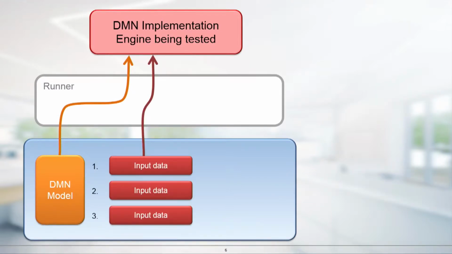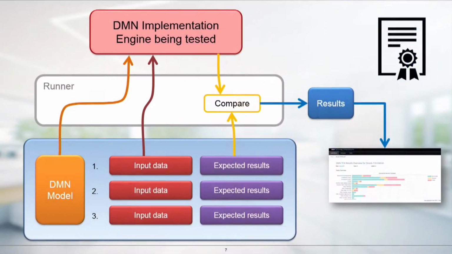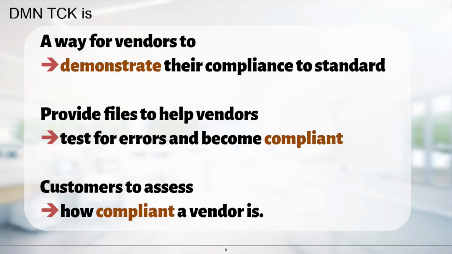But what we do define is a set of input data. These are individual test cases, and each test case provides a set of input values and a set of expected results. And what the runner does is it submits the input values, compares it to the expected results, and then outputs a simple CSV file of the results. And we take that CSV file and we make a website out of it. So that's it in a nutshell.